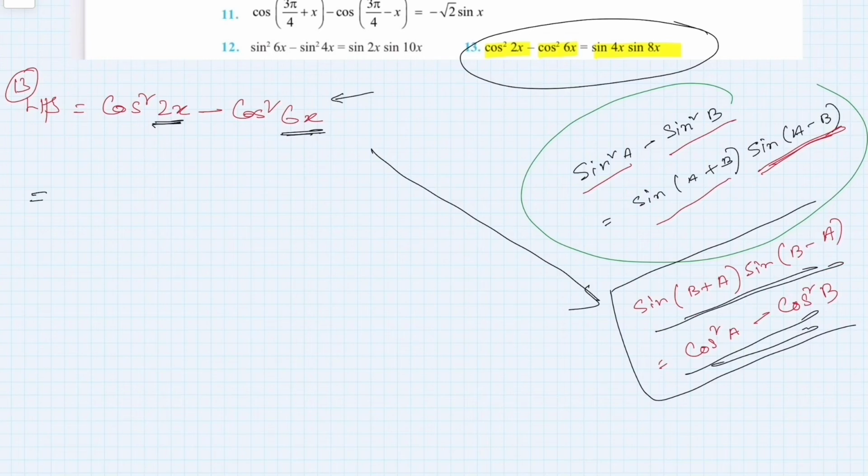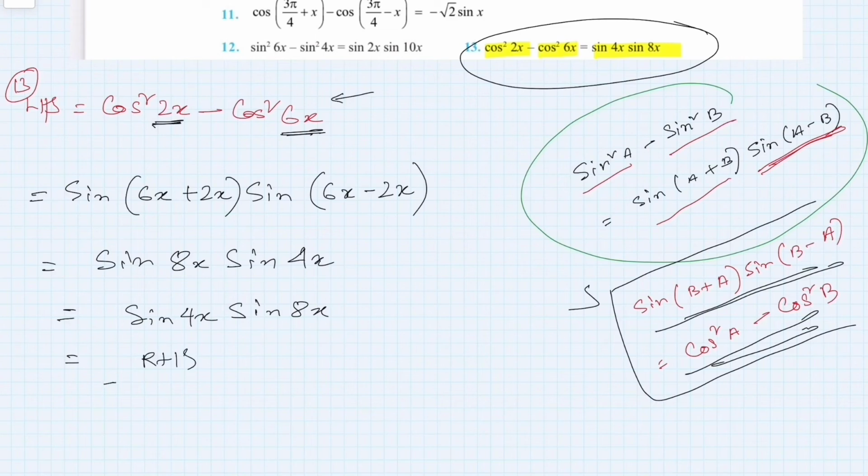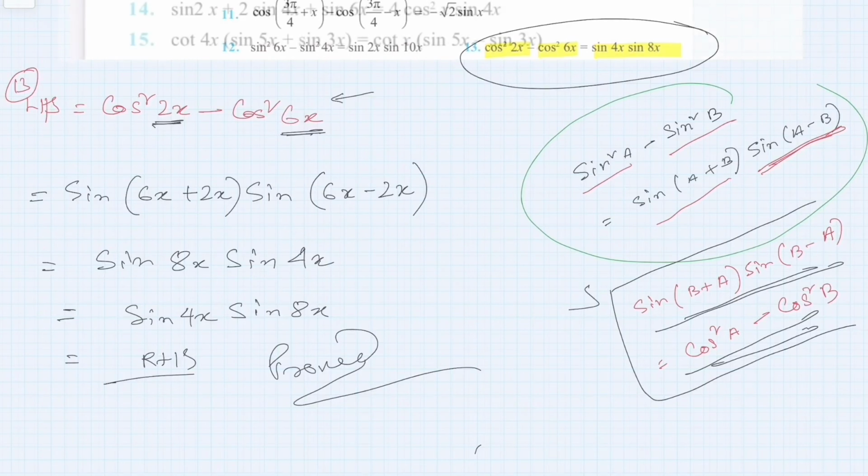Here we will get sine(B plus A), that is 6x plus twice x, then sine(B minus A), that is 6x minus twice x. That's going to be equal to sine 8x, and here it is sine 4x. So you can rearrange it again, sine 4x and sine 8x. This is the right hand side, hence proved. So hope you have got this.